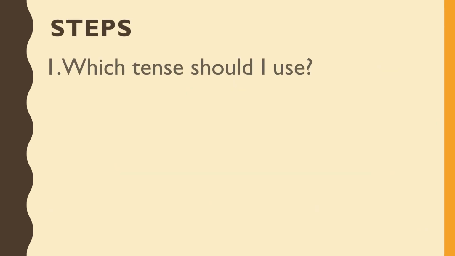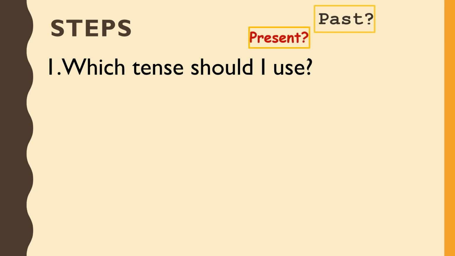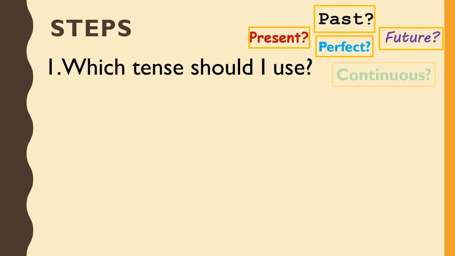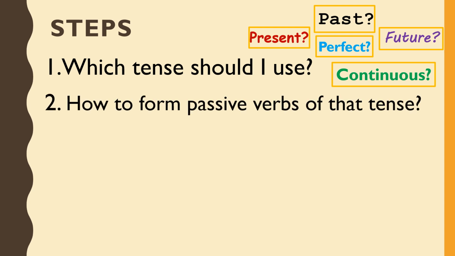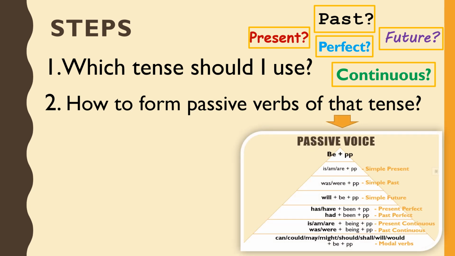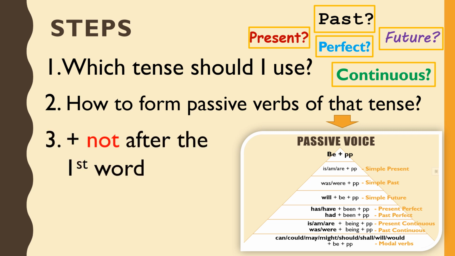So let me show you the steps to form passive negative sentences. You have to ask yourself, which tense should I use? Present, past, future, perfect, or continuous? Which tense should I use? And the second question is, how do I form passive verbs of that tense? And then you may refer to our passive voice triangle. If you figure out, oh, I would like to use present tense, then you refer to the column of the present tense, which is is, am, are plus PP. And then you can form passive verbs correctly.